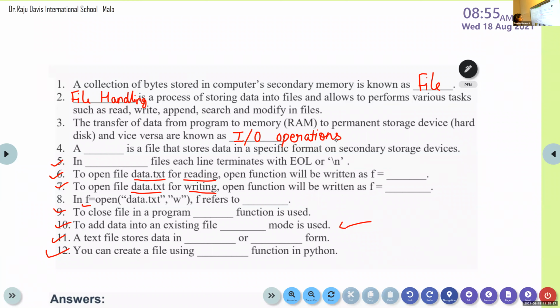Dash is a file that stores data. So what is the answer? The file that stores data is known as? Connect these words. The file that stores data is known as? Yes, what is the answer? Data file. Excellent! Data file.